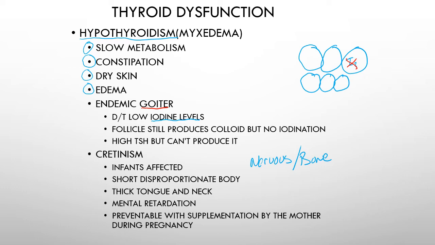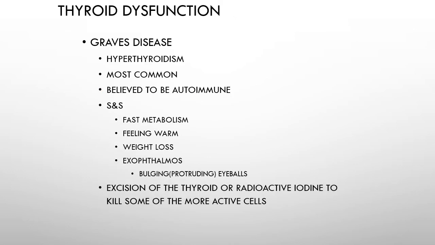We're going to have a relatively short, disproportionate body, and changes in the neurological system itself, so we're going to have impairment there as well. This means you have to supplement mom with thyroid hormone, so that she is not taking it from the developing fetus.